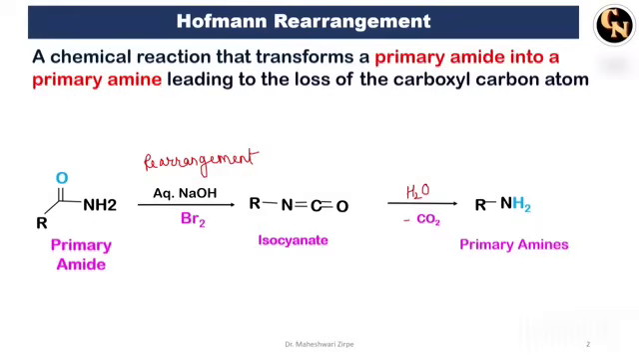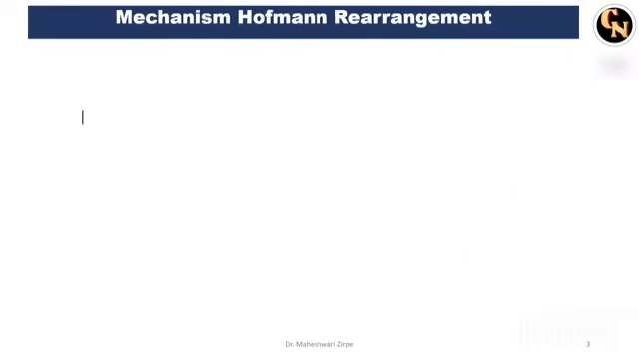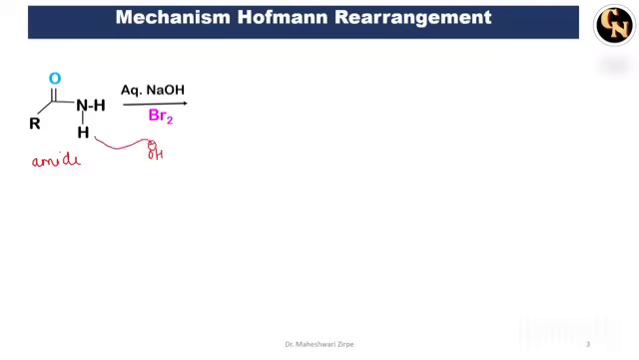So let us see the mechanism of Hofmann rearrangement. The starting material we will be taking is a primary amide, R C double bond O NH2. When it reacts with an aqueous solution of NaOH in the presence of bromine water, the first thing is that OH minus from NaOH is going to grab a proton.